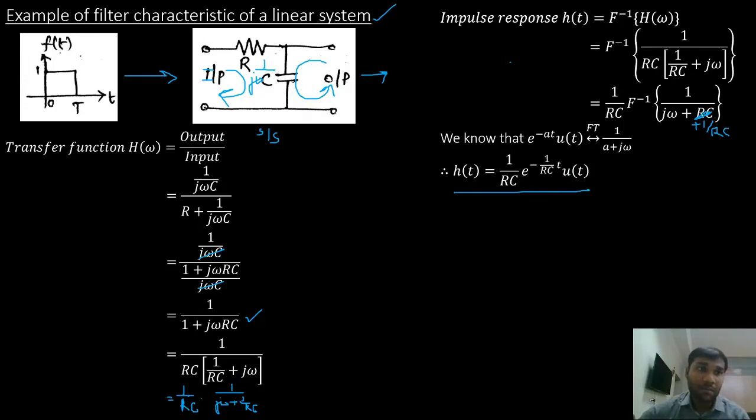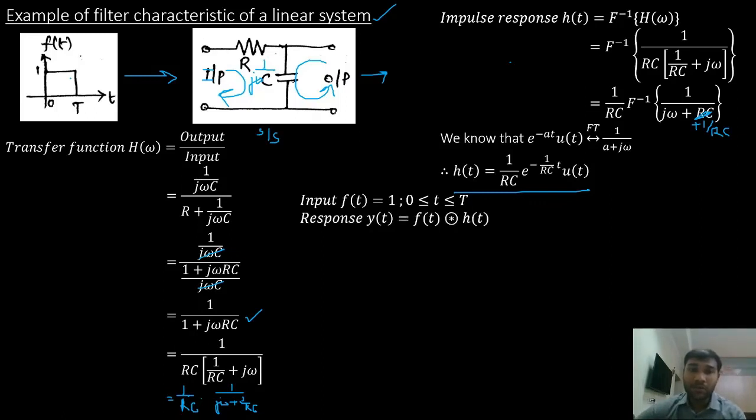Now if I pass my input through this filter, what is the output I will obtain? That is what I have to see. So what is my input function? f of t is defined from 0 to T, and it is a constant 1 in this range. Now to find my response, it is nothing but the convolution of the input with the impulse response.